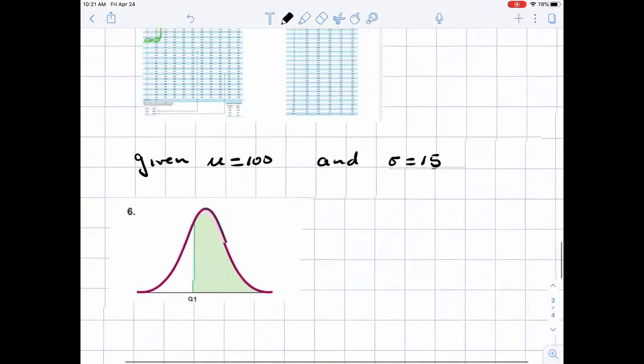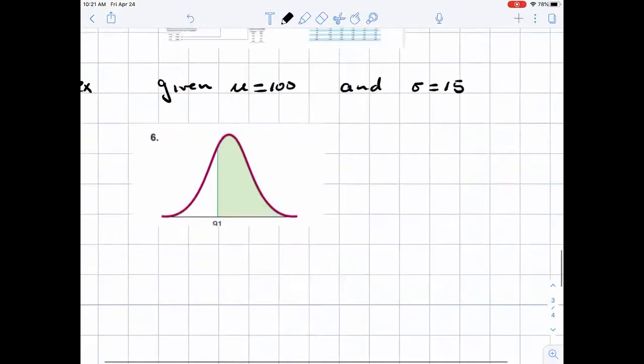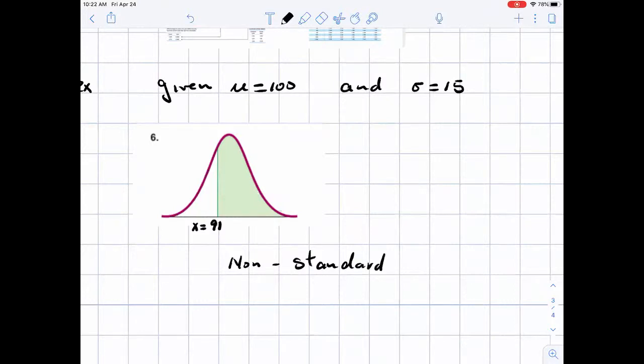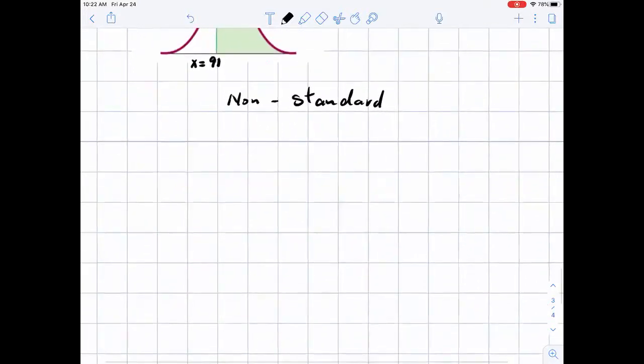Okay. The number in the bottom here, which you can hardly see, it's 91. So keep in mind, this is x equals 91, right? Because this is non-standard. Yeah, this is non-standard. So we have to convert from a non-standard to a standard. So what we want, you guys have to draw a picture, right? I know it sounds harsh, but drawing a picture really helps you.